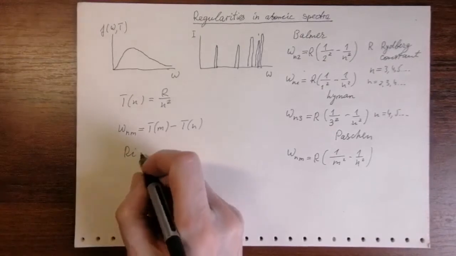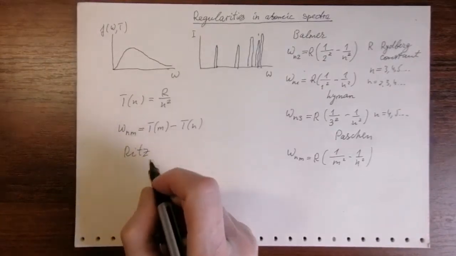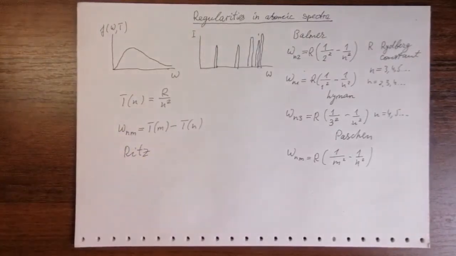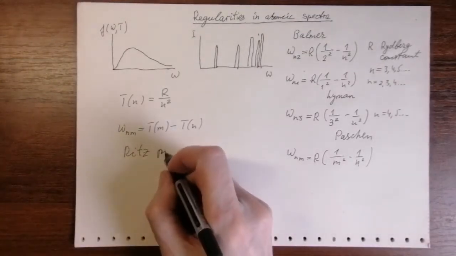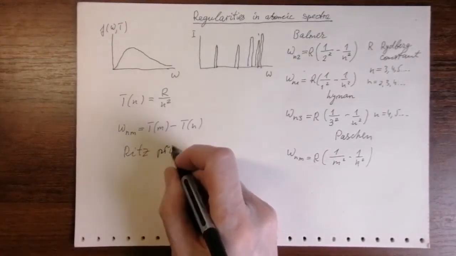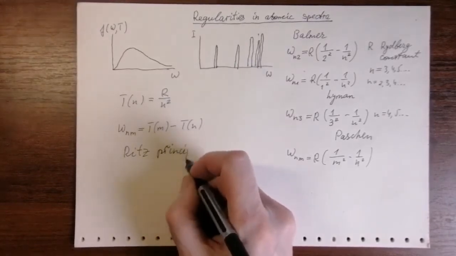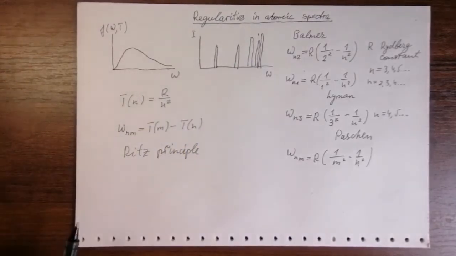So this is the Ritz combination principle, that any frequency which is observed in the spectrum can be represented by a combination of terms.